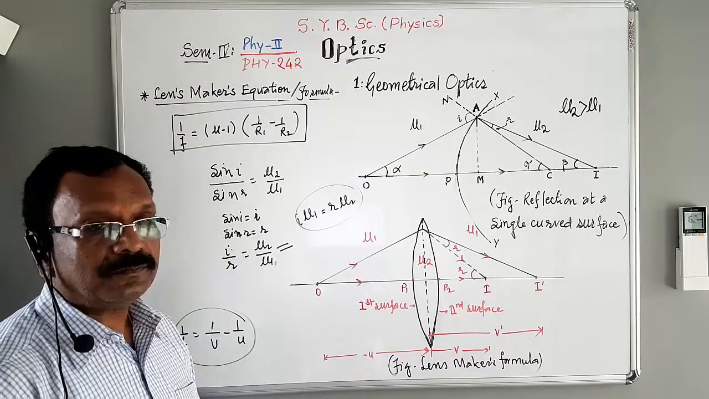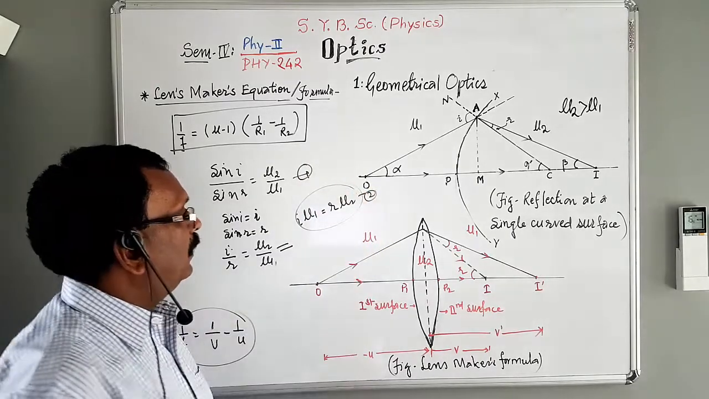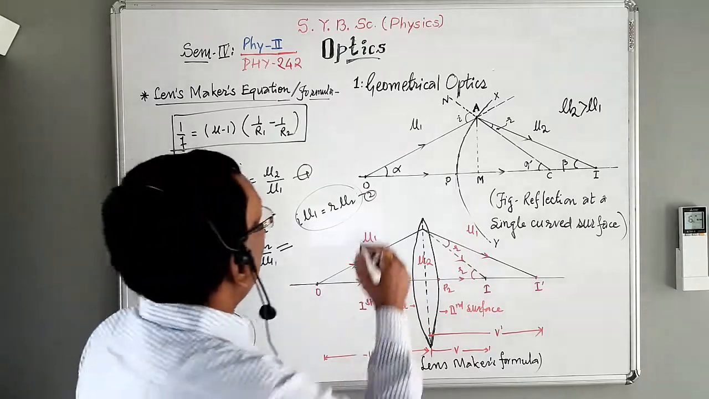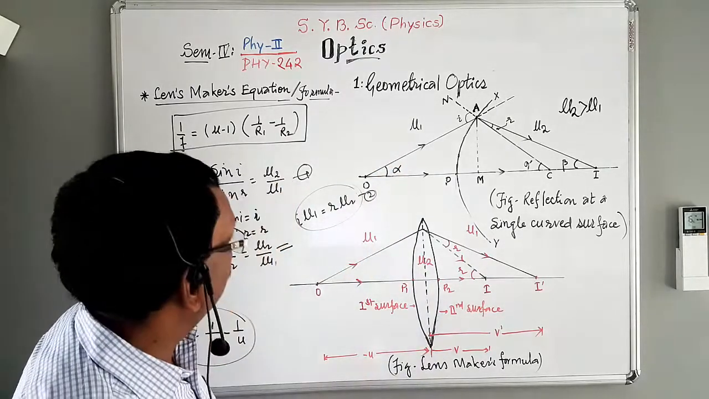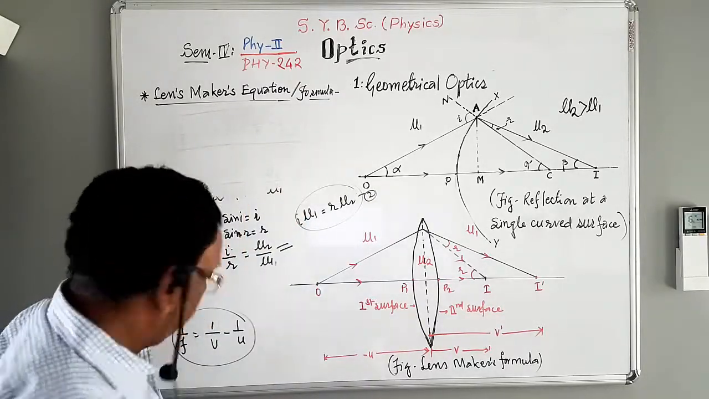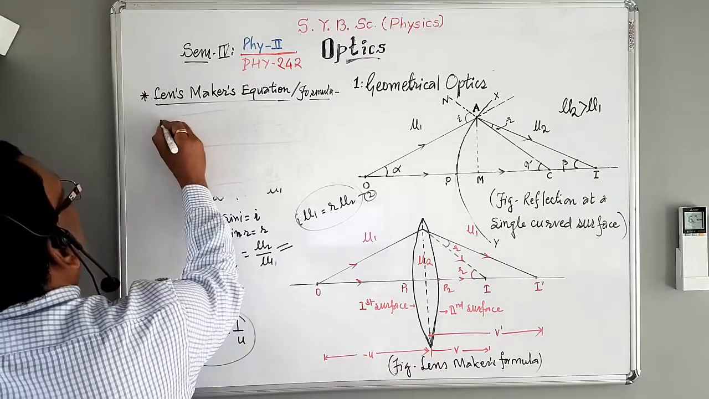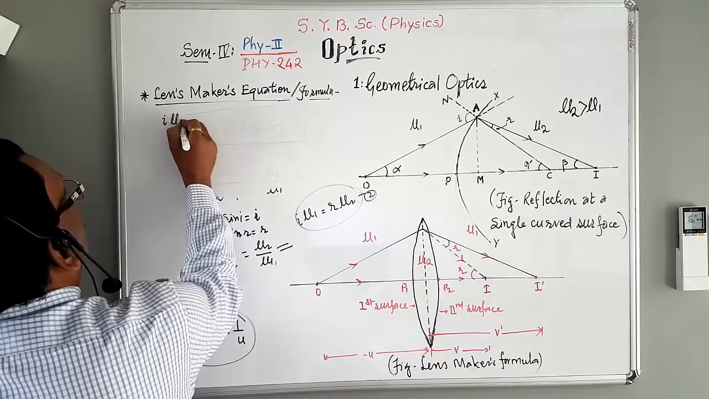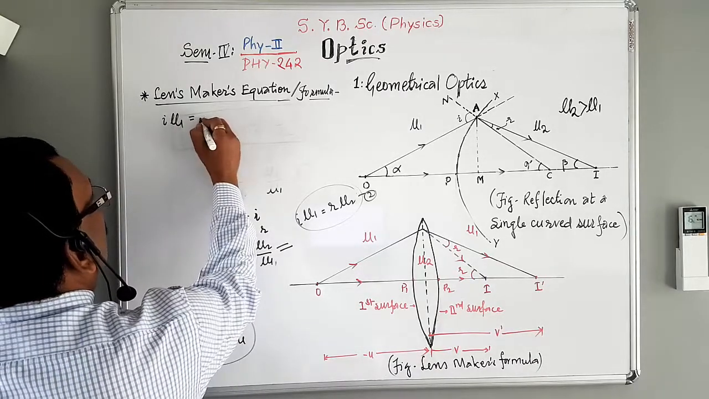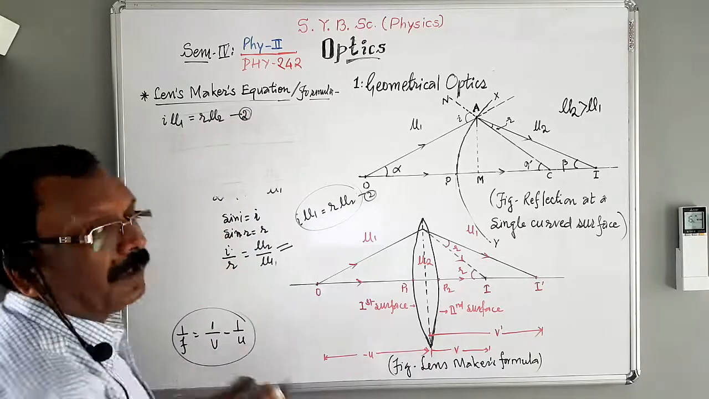Suppose this is equation 1, this is equation 2. Equation 2 is very important, we require it further. So I am going to write this equation here: I mu 1 is equal to R mu 2. This is equation 2.